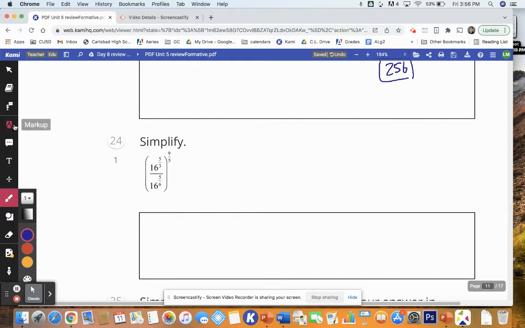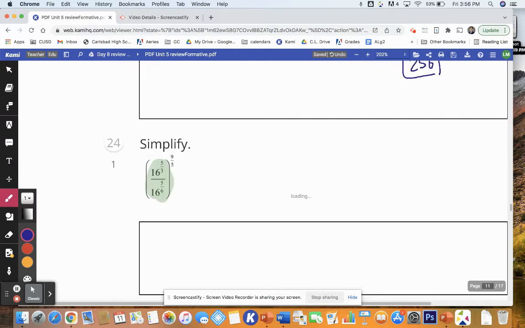All right, couple ways to do this. I'm going to work on the inside first. Okay, the property we have says you keep the base and you subtract the exponents. So we just have to subtract 5/3 minus 5/6. Okay, don't worry about the 9/5 yet. All right, we need a common denominator, so I'm going to rewrite 5/3 as 10/6. If we do this, we have 16 to the 10 minus 5 over 6.